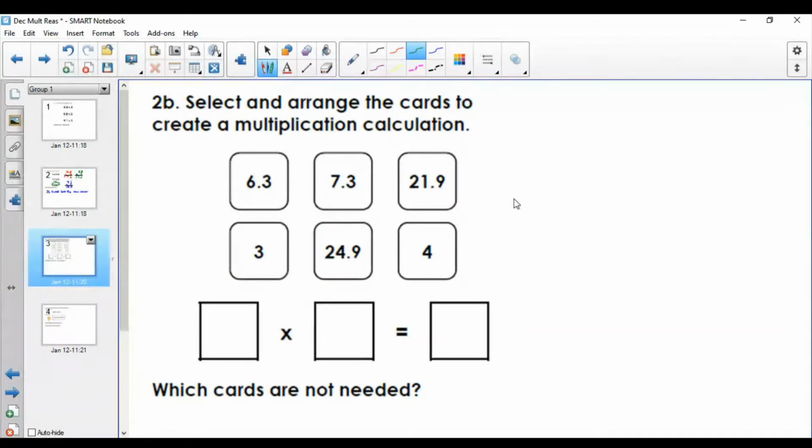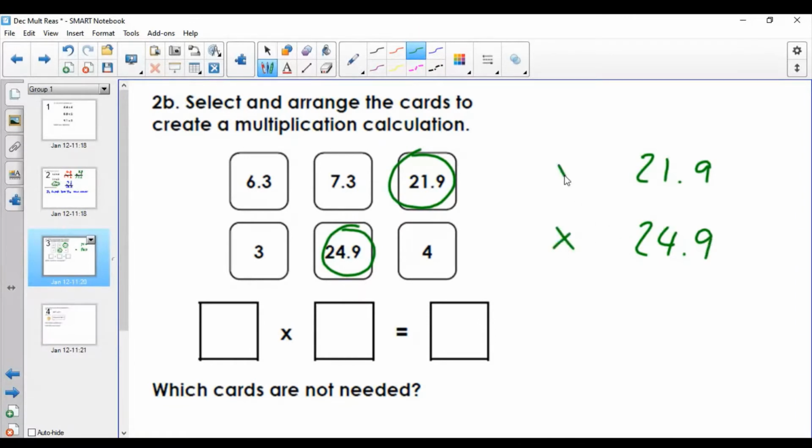Another type of problem you can get where you're using your decimal multiplication skills for reasoning. Select and arrange the cards to create a multiplication calculation. So I've got an empty space down here for a multiplicand, an empty space here for my multiplier and an empty space here for the product. Look at me and my fab vocabulary. Now, looking at the cards here, I'm thinking straight away the larger numbers will be the products, okay? So I'm thinking something will equal 21.9, something will equal 24.9. I'm just using what I know about number here to help me at the moment.